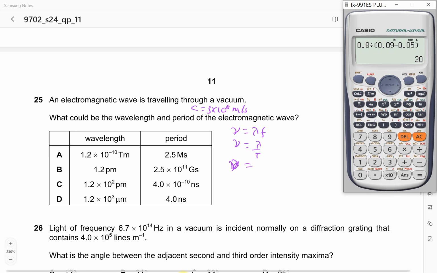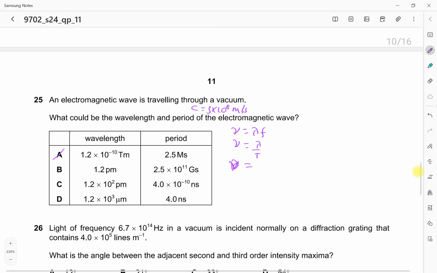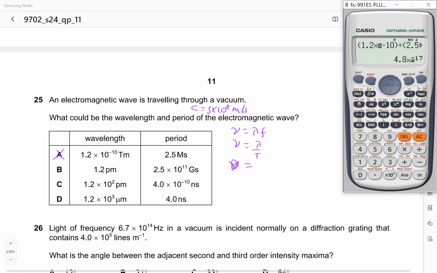For the first one, we have wavelength 1.2 times 10 to the power of minus 10, divided by T, which is 2.5. Because it is mega, I will say exponent 6. So this is giving us 4.8 times 10 to the power of minus 7. So this one is not the speed of light. Let's check the second one.